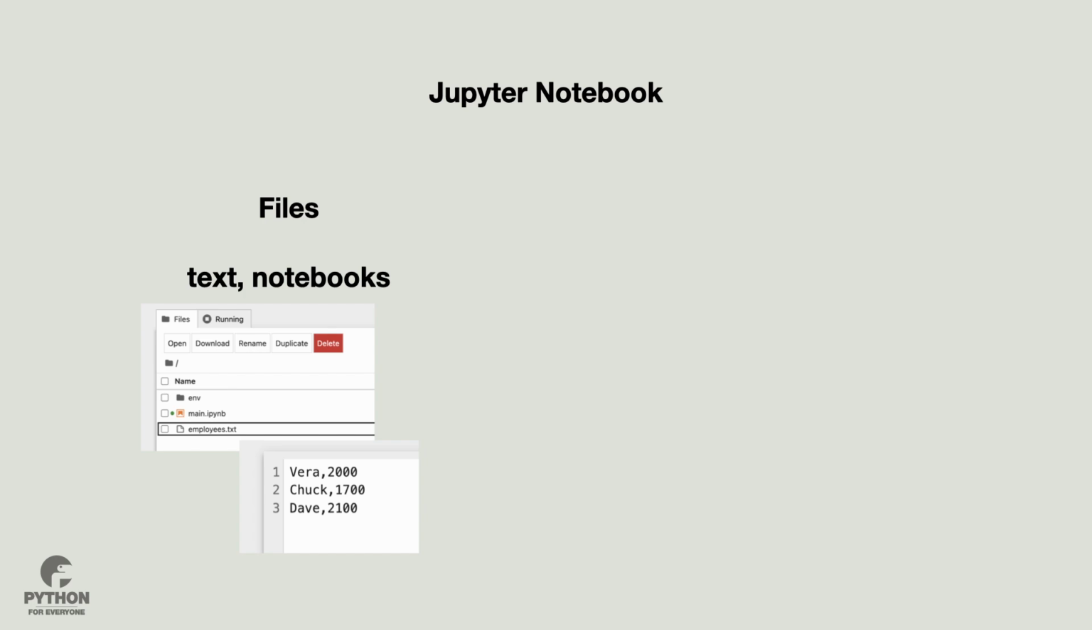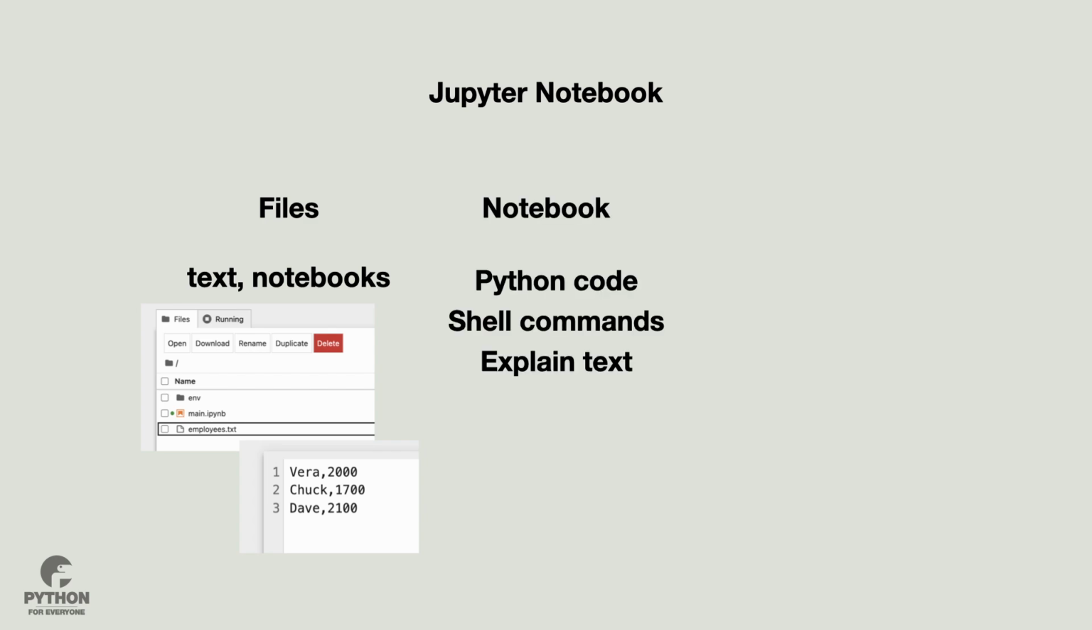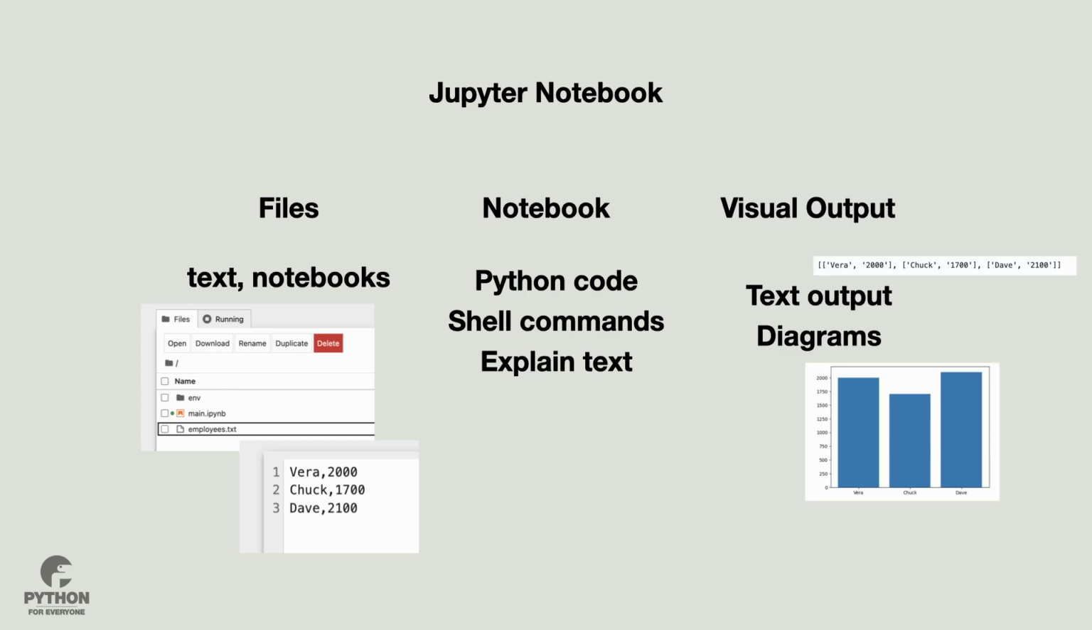A Jupyter Notebook can have text files like you see here, and it can also have notebooks, and these notebooks can have Python code in them. They can run shell commands like a pip install, and you can also insert explanatory text. The visual output is not in the terminal where it's just text, but you can also have diagrams like these in a Jupyter Notebook. Can you show me an example?